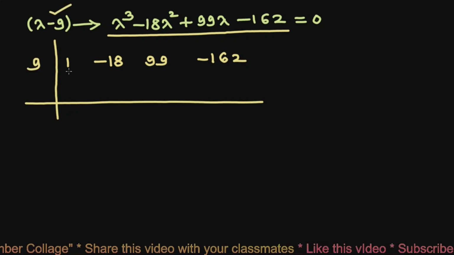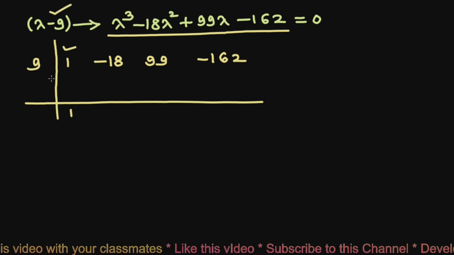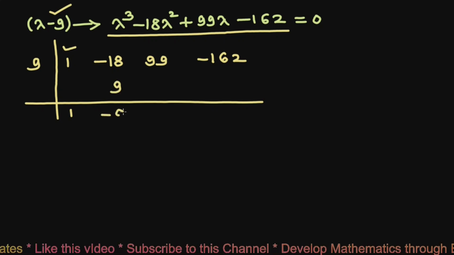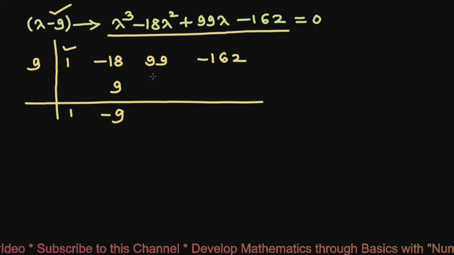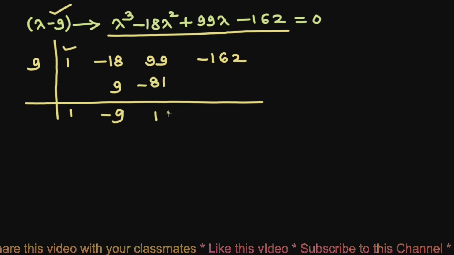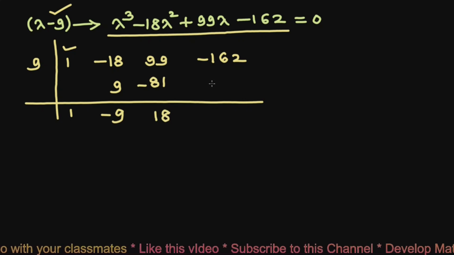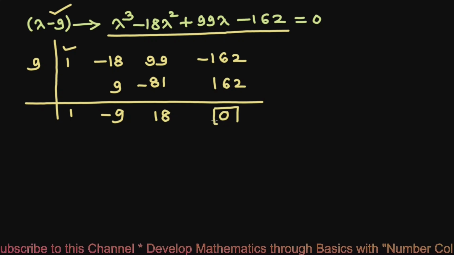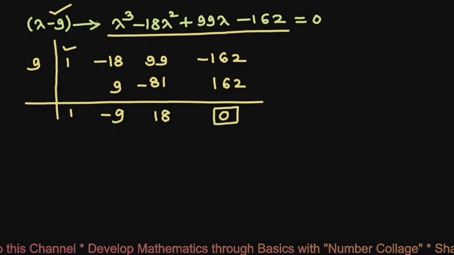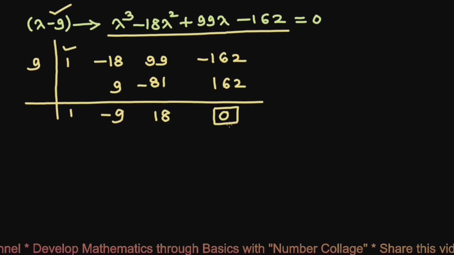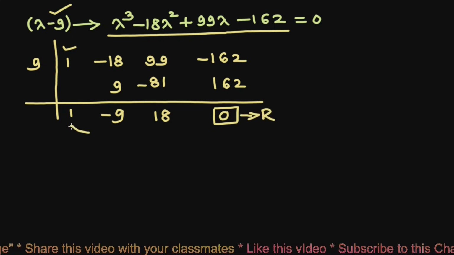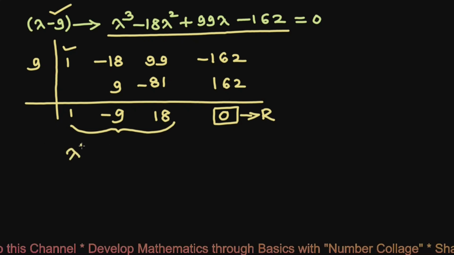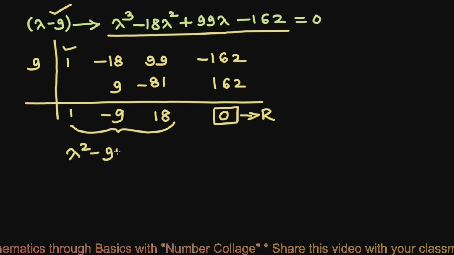Now we will pull down this 1, and 9 ones are 9. Now minus 18 plus 9 is minus 9. 9 multiplied by minus 9 is minus 81, that will be 18, and 18 nines are 162, minus 162 plus 162 will be 0. This is the remainder when we divide this cubic polynomial by lambda minus 9, and since the remainder is 0, this is the coefficient form of a quadratic polynomial, which will be lambda square minus 9 lambda plus 18.